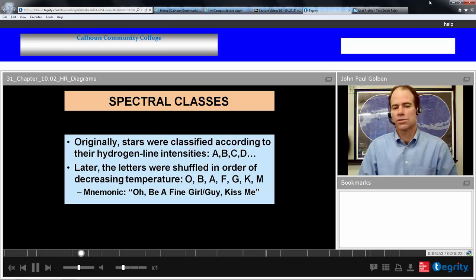So in terms of temperature, now you can use a mnemonic device, a memory device, to remember this order of hottest to lowest temperature: O, B, A, F, G, K, M. And the phrase is, "Oh, be a fine girl or guy, kiss me." And that helps remember OBAFGKM.